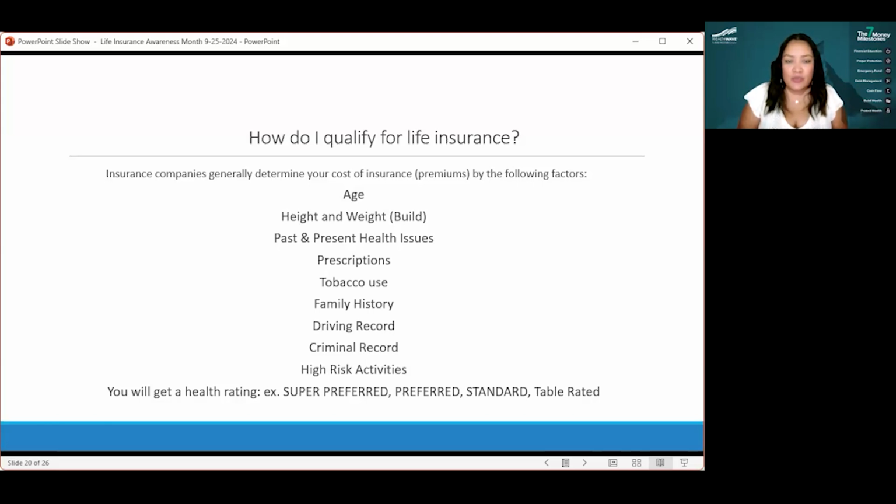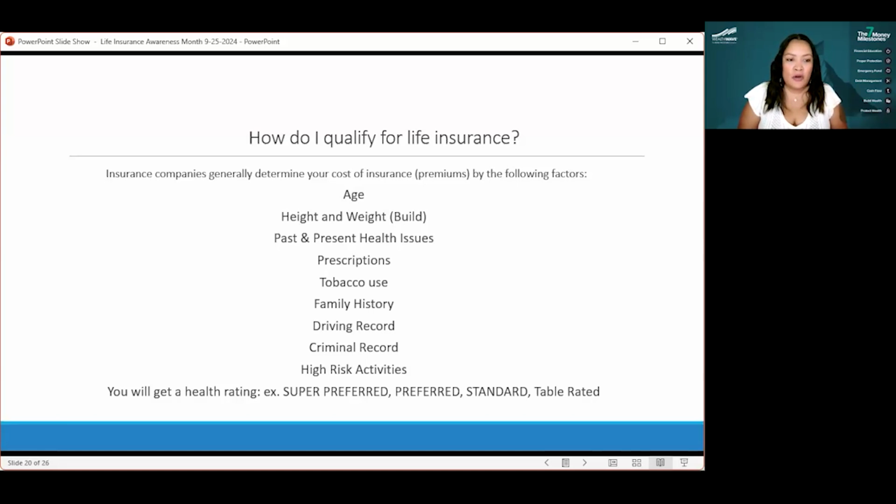I don't represent just one company. So if someone is honest with me and upfront about, hey, this is what I have going on, this is what I take prescriptions for, with me having that knowledge, I can actually shop around and I know who to apply to and who not to waste our time with.